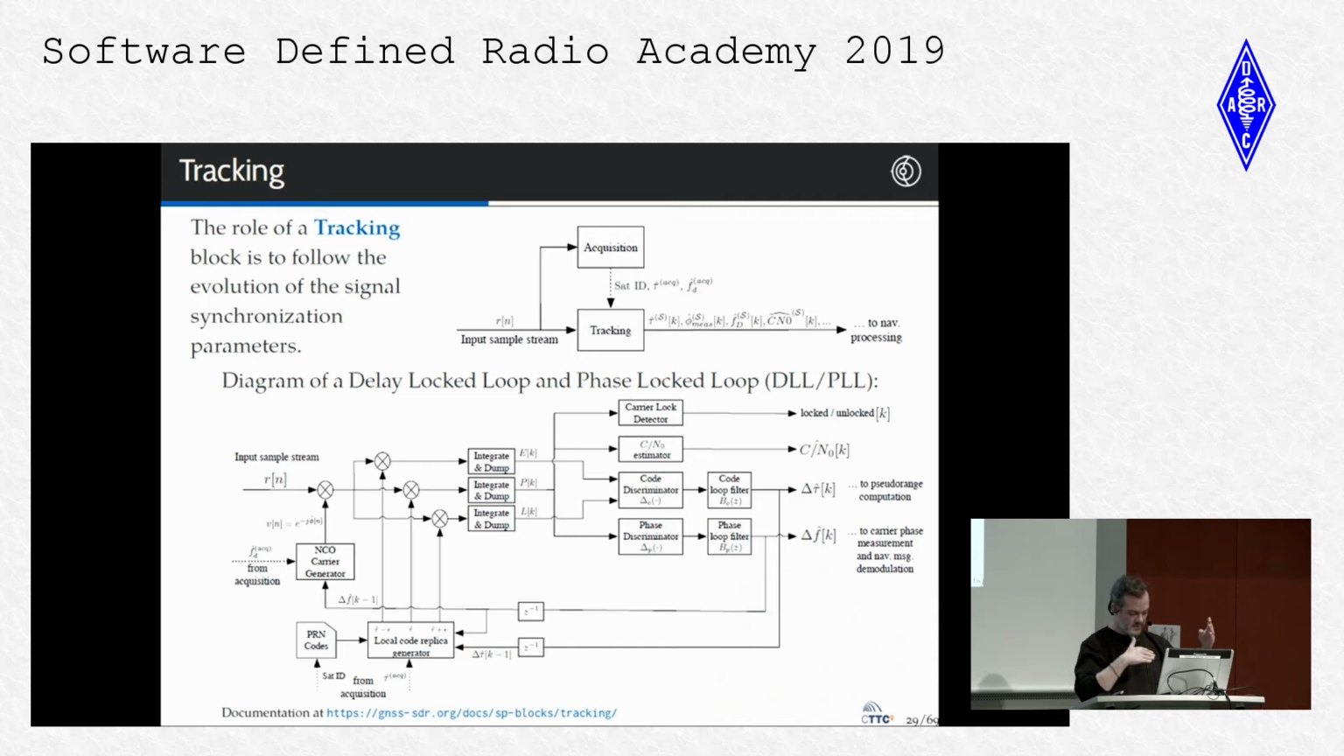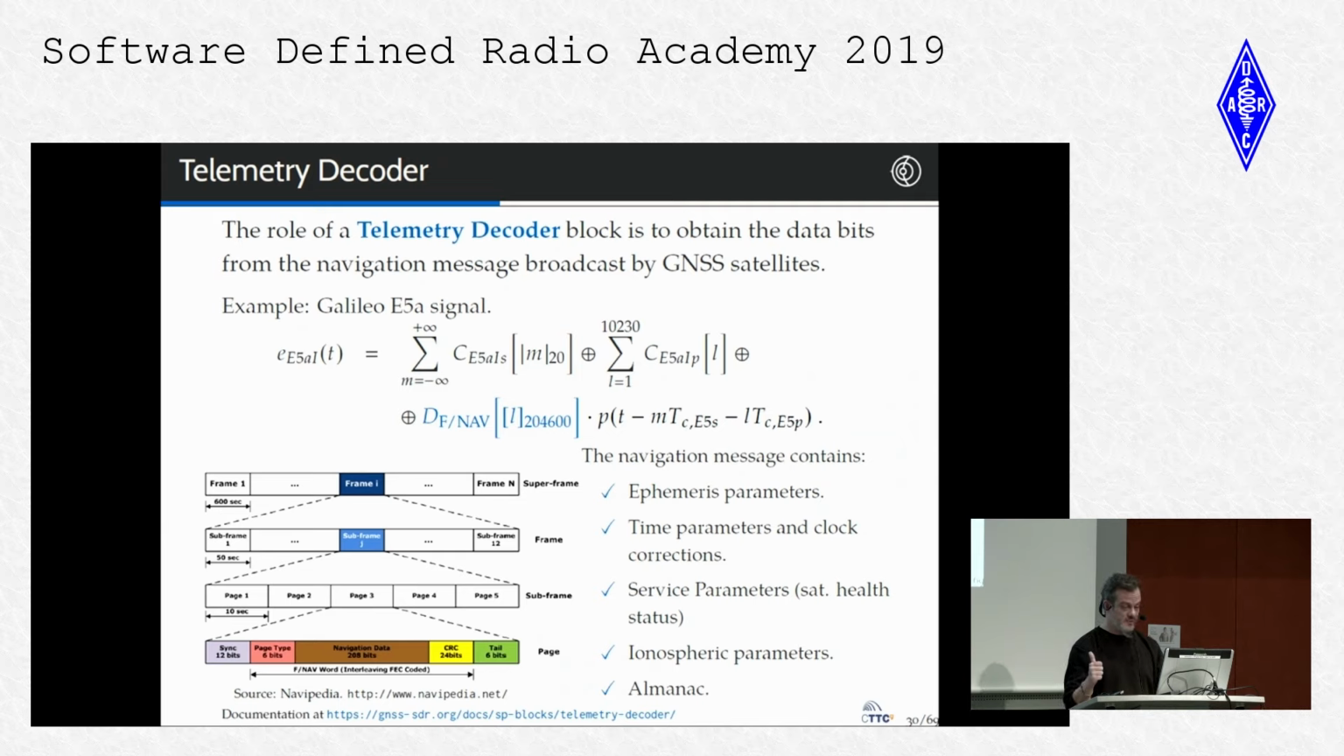Then you need to demodulate the navigation message, which is the one that conveys information about the ephemeris parameters that describe the orbits, time parameters, clock corrections, and the status of satellites. They also bring some ionospheric parameters that you can use for compensating the effect of the ionosphere at that precise moment, and the almanac, which is the information of other satellites in the same constellation. So you need to demodulate that signal and extract the information you want.